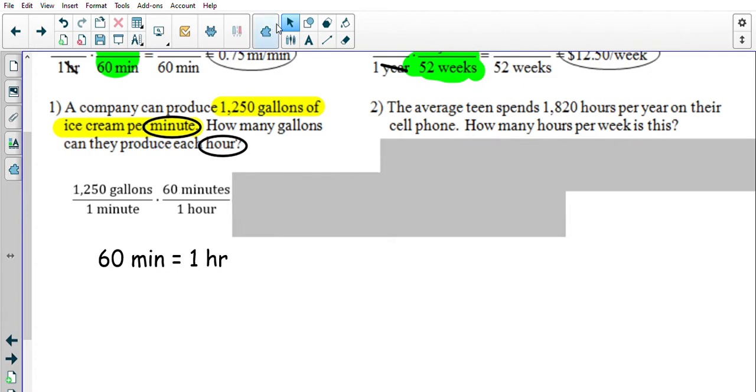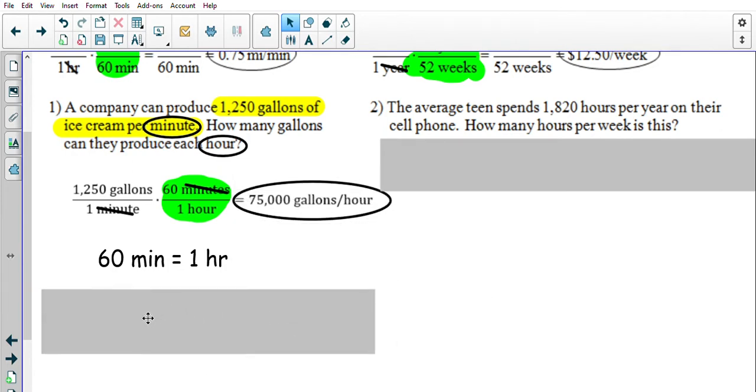This conversion rate, again, that I'm going to highlight in green, that's going to be our second fraction after the unit rate that is given to us. So 60 minutes in 1 hour. My label of minutes will cancel out. Again, it's not the number 60, it's the label. So we'll get the number of gallons per hour, which is what I'm looking for. How many gallons can they produce each hour?